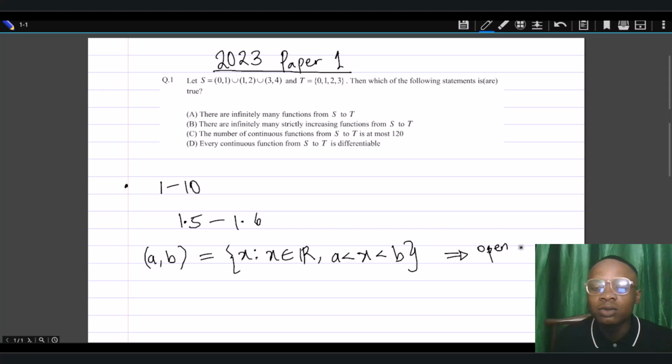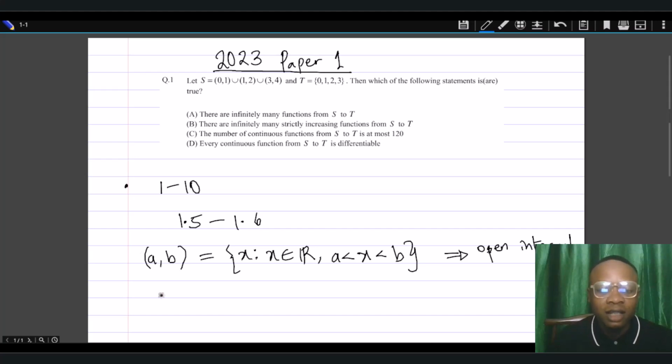Why is it called open? Because we cannot tell what is the highest or lowest value in this interval. We just know that it contains all real numbers between a and b. We don't know what the highest number there is. We don't know what the lowest number there is. We just know that all the numbers here are greater than a and they are less than b.